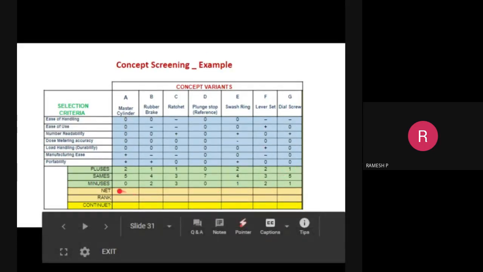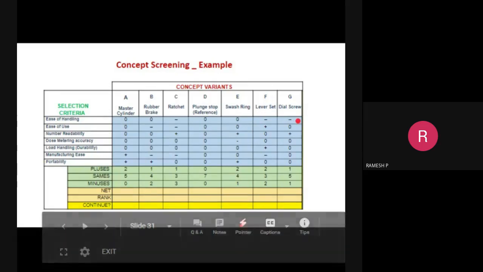Okay. In A, it is 0 negative. In B, it is 2 negative. In C, it is 3 negative. And it is 0, obviously. And here it is 1, 0. 1. Sorry, 1 negative. And here it is 2 negative. And here it is 1 negative, which is ease of handling.